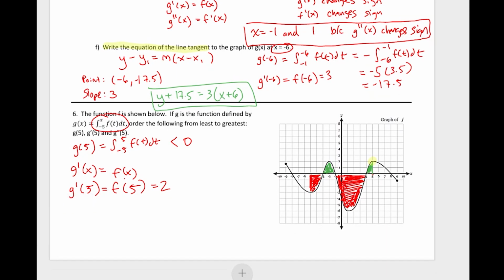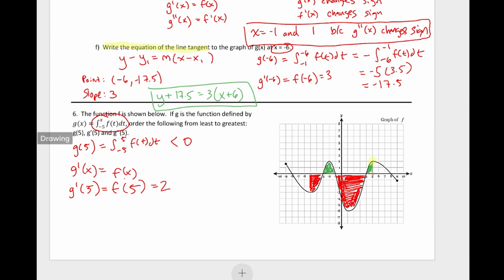I'm not exactly sure where g double prime is going to end up. But for right now, I can say certainly that g prime of 5 is bigger than g of 5. And that's because g of 5 is clearly negative, and g prime of 5 is positive 2. But we need to figure out where g double prime falls.